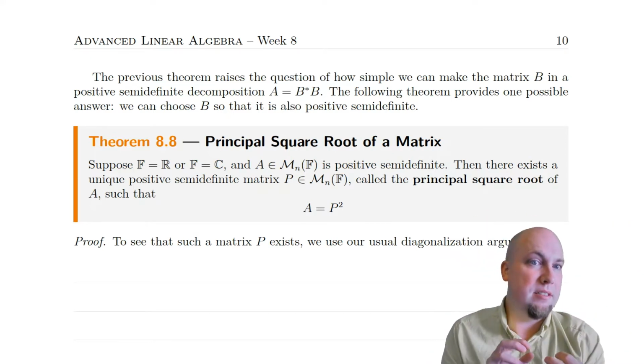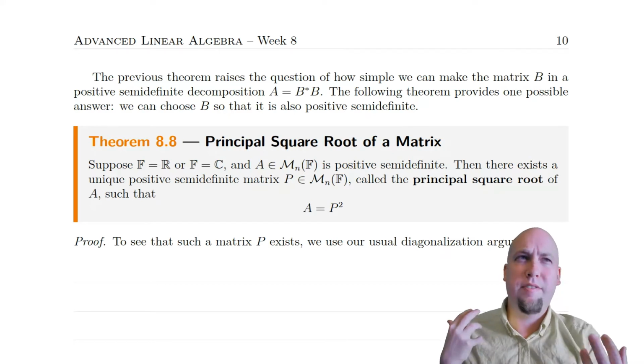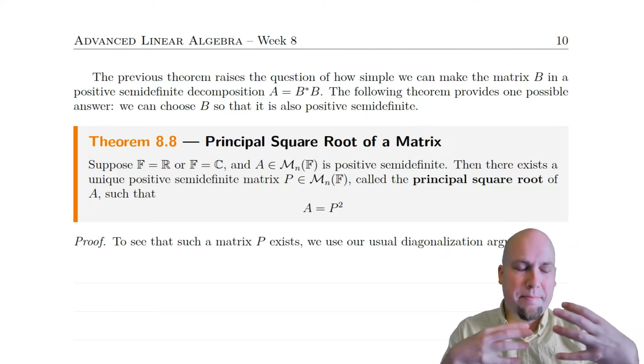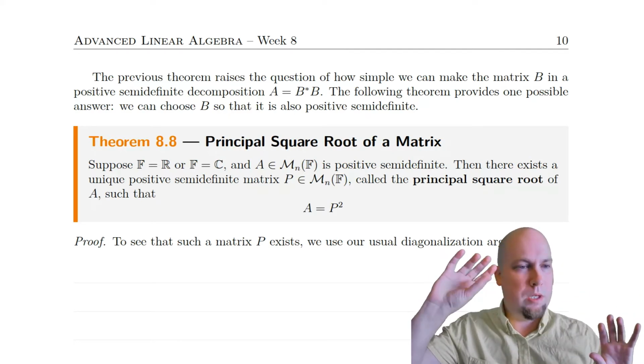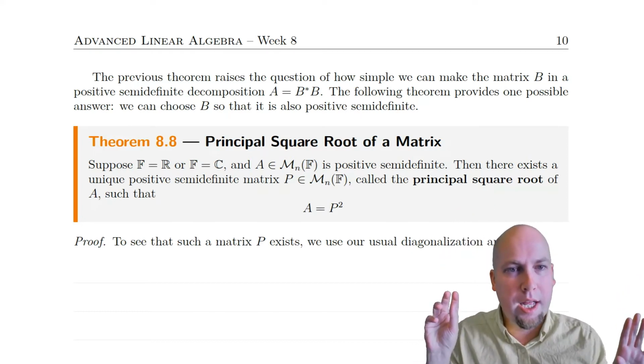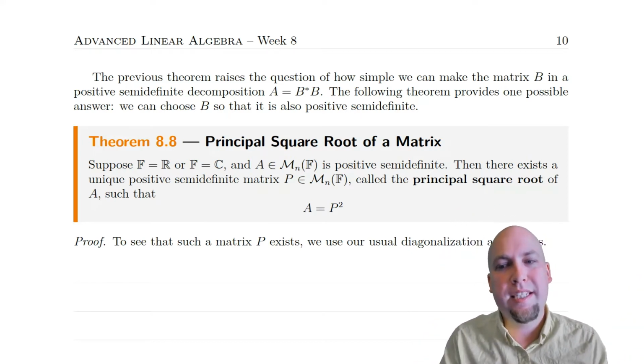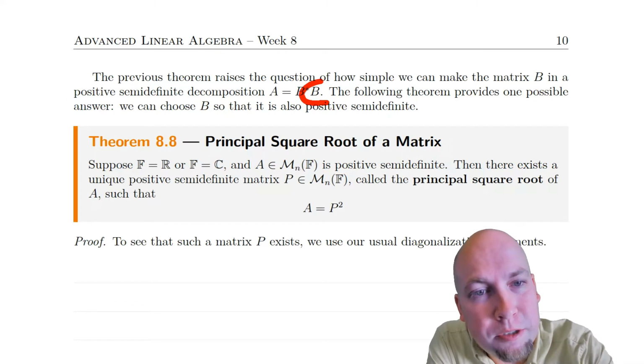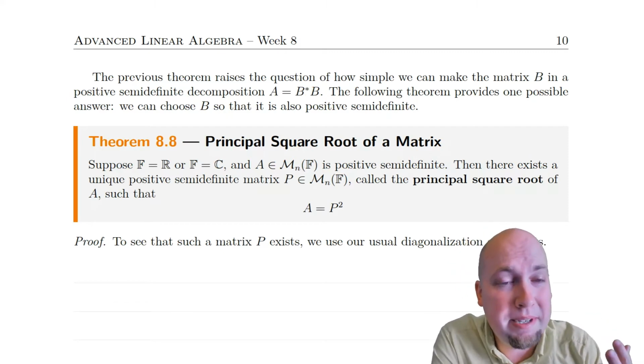Can we find a particularly simple B? There are a couple of different ways of answering this, depending on exactly what you want, your answer for what's a simple matrix might be a little bit different. But one particularly nice answer is that you can always choose B to be positive semi-definite, okay?